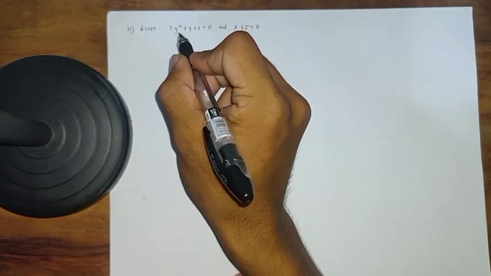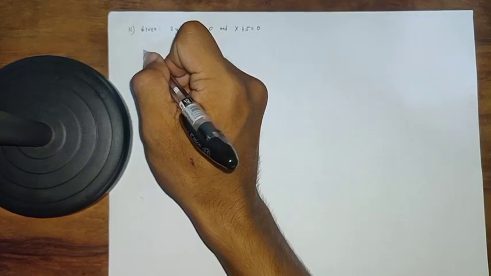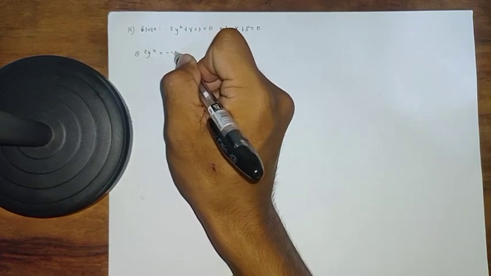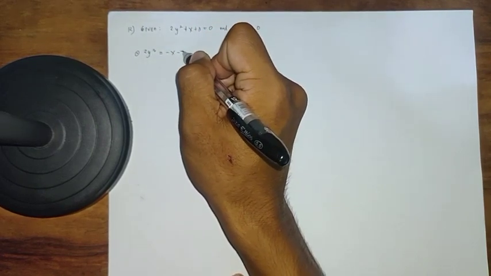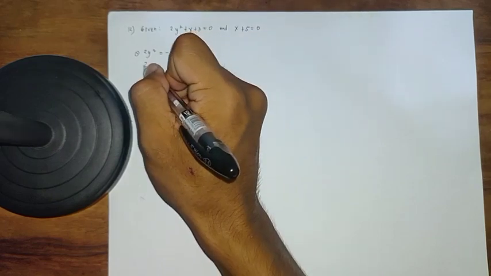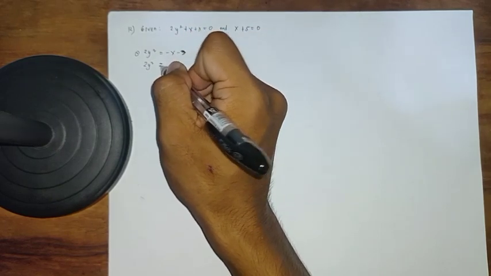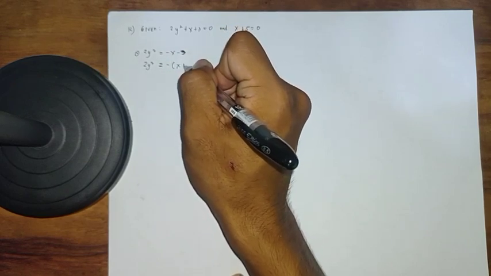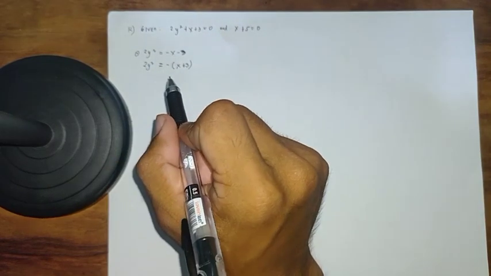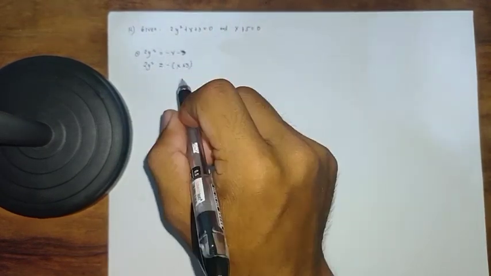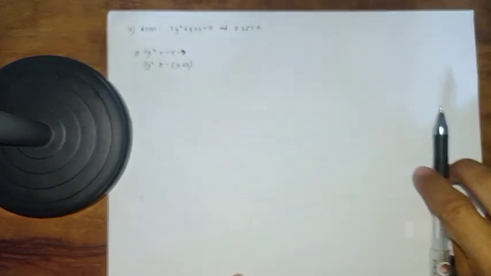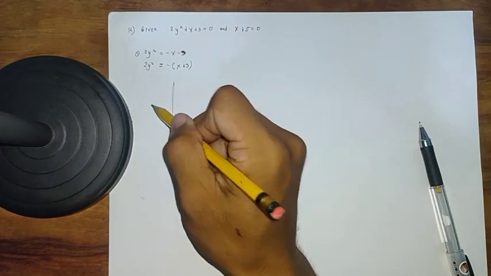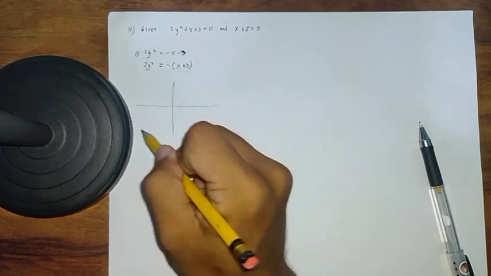Kung i-rearrange po natin tong equation na to, magiging 2y squared is equals to negative x minus 3. So kapag simply ayusin natin yan, magiging negative times the quantity of x plus 3. So dito, makikita natin na isa siyang parabola opening to the left. So kapag i-drawing po natin siya, magiging ganito. Kung ito yung coordinate plane, nandito siya na part, yung opening niya.